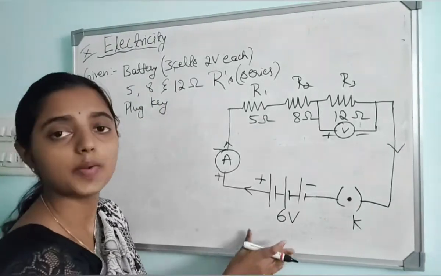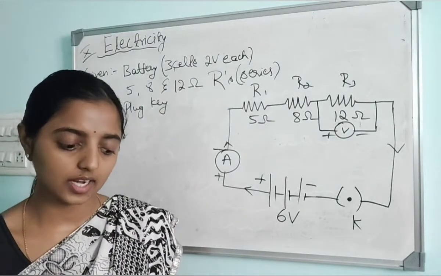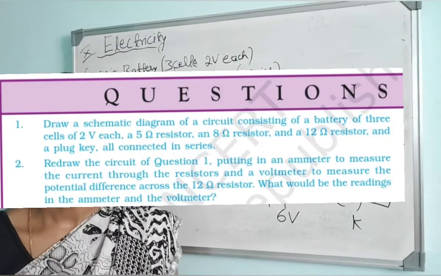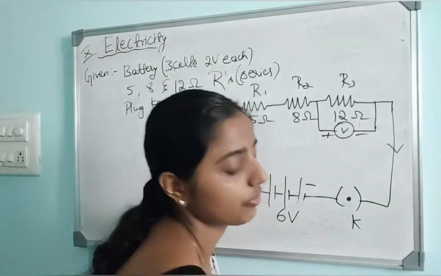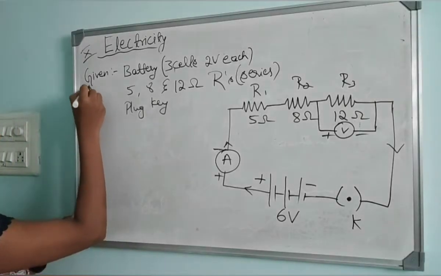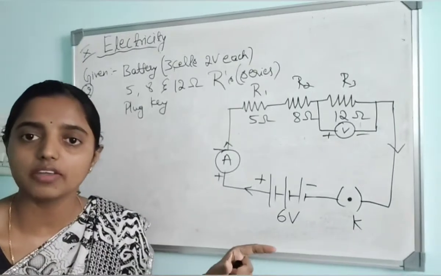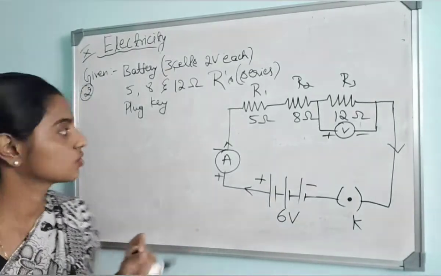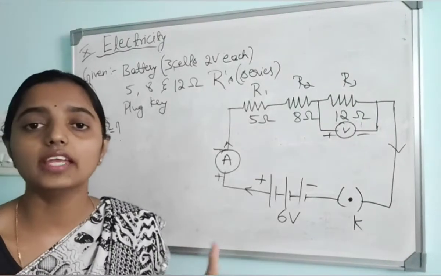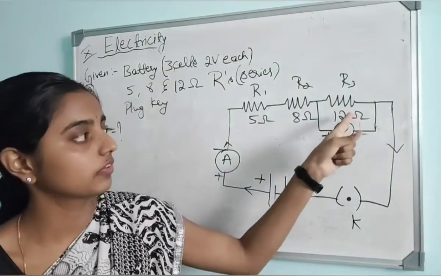So we constructed the circuit diagram for the second question. And next, what they are asking us to find is the ammeter and voltmeter reading. So we need to find the ammeter reading. The ammeter shows what? The ammeter gives the current value. So we need to find out I, and they are asking us to find the potential difference at R3, that is in between this one.